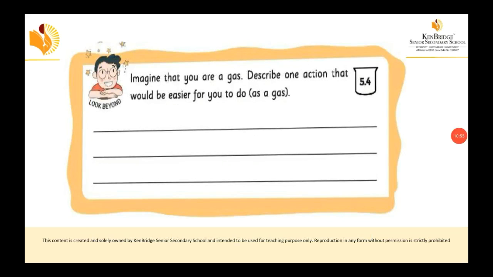So activity 5.4, look beyond. Imagine that you are a gas. Describe one action that would be easier for you to do as a gas. So if you are a gas, what will you wish to do? Suppose I wish, if I am a gas, to go inside the balloon. So we can see the inside part of the balloon. Now, how can the inside part be? So that is my wish; you can write your own wish. What is your wish if you are a gas?